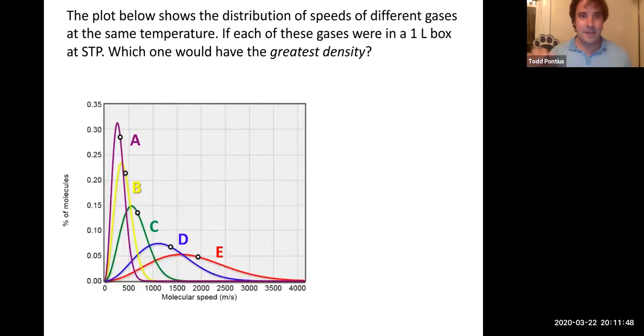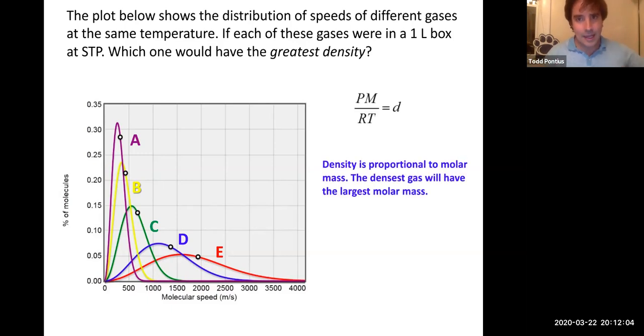Neat. So take a moment here, just given what we just talked about, and see if you can predict which one of these, let's say they're all in a 1 liter box, which of these gases depicted in our Maxwell-Boltzmann distribution would have the greatest density? If you chose A, that's correct. Because remember, we can tell a lot about the relative masses of gases by looking at the root mean square speed, by looking at how the distribution is skewed. Remember, the greater the mass, the slower the gas.